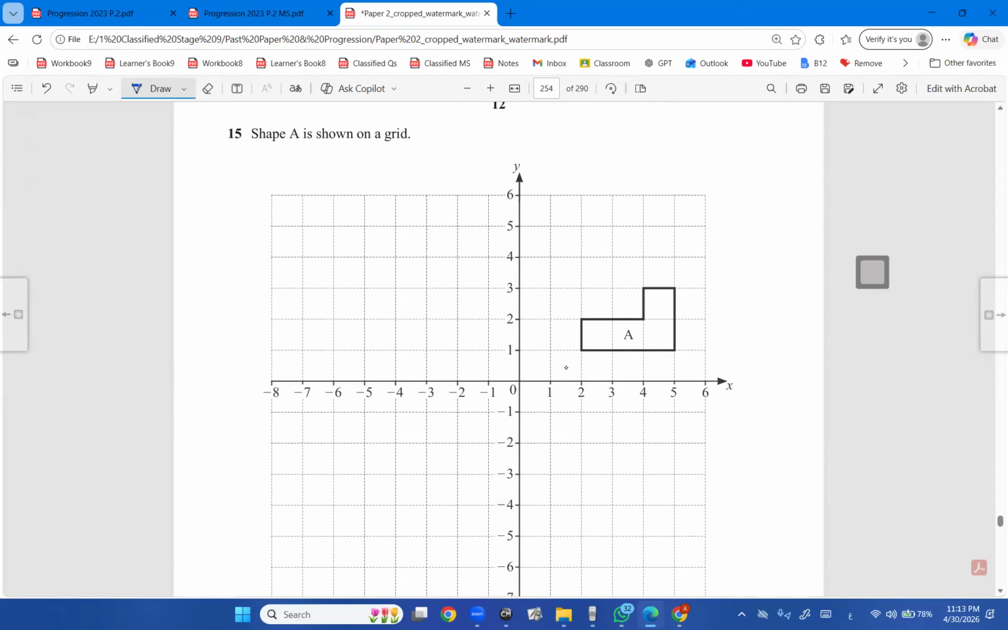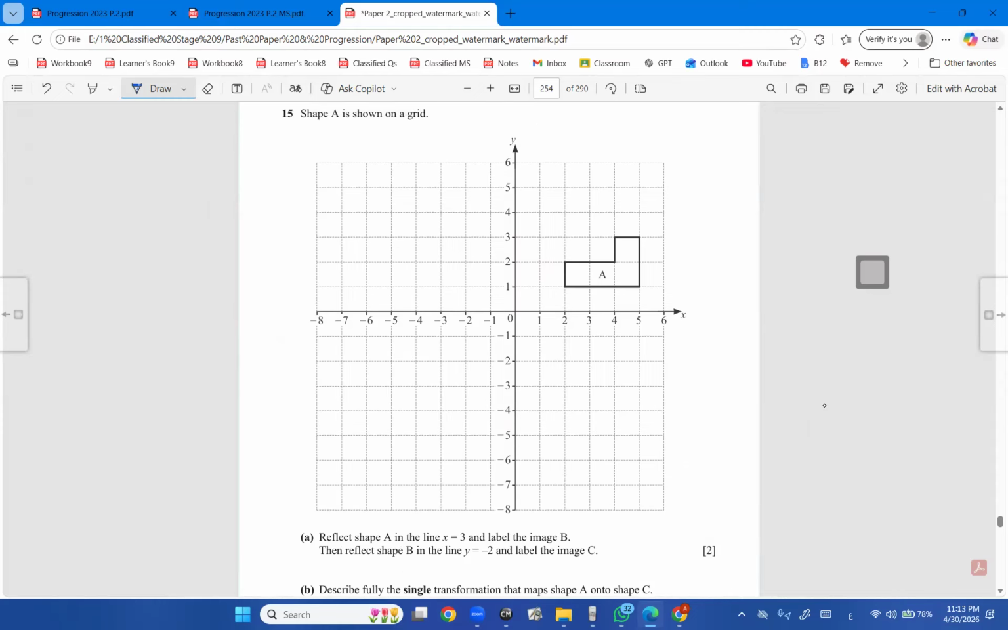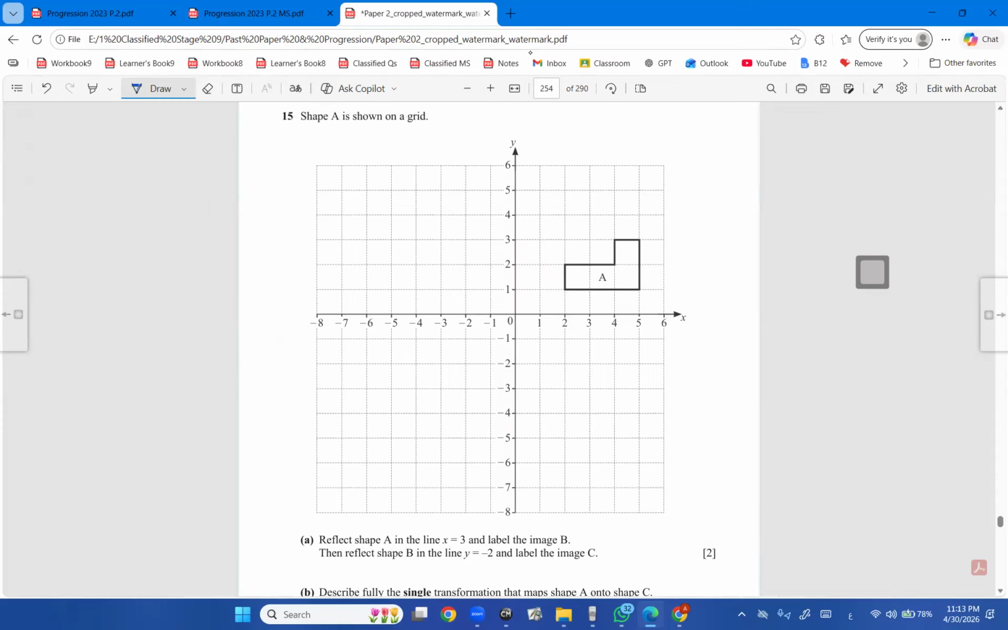Shape A is shown on a grid, and they're telling you over here to reflect shape A in the line x equals 3, and label the image B. This might be a little bit tricky to some of you guys, but look at this. The first thing that you must do is draw the x equals 3 middle line. You're going to find that it is this one. Here is the x equals 3 middle line.